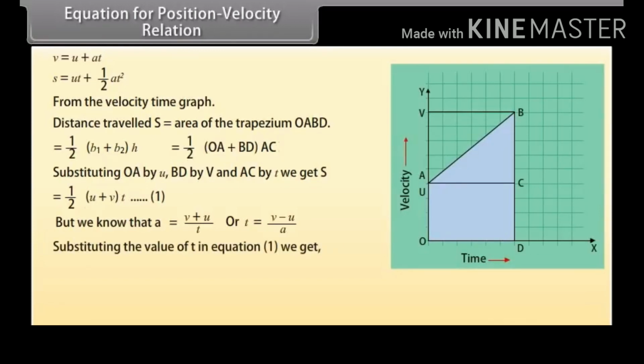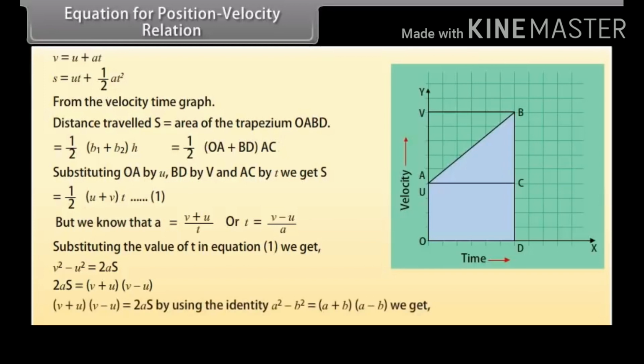Substituting the value of t in equation 1, we get 2as equals v plus u into v minus u. Using the identity a square minus b square equals a plus b into a minus b, we get v square minus u square equals 2as. This is the third equation of motion.